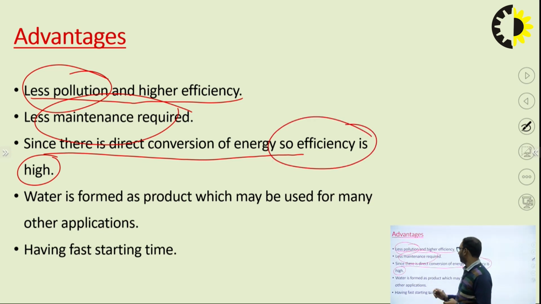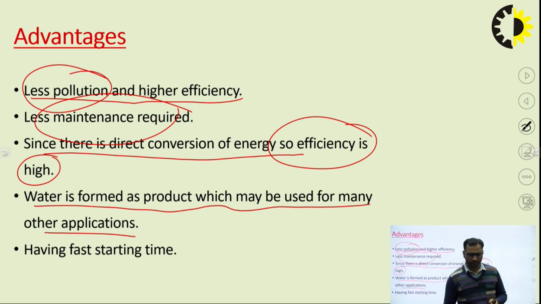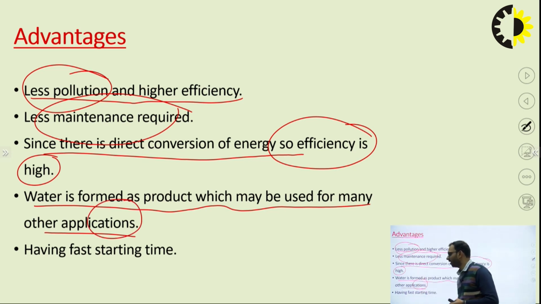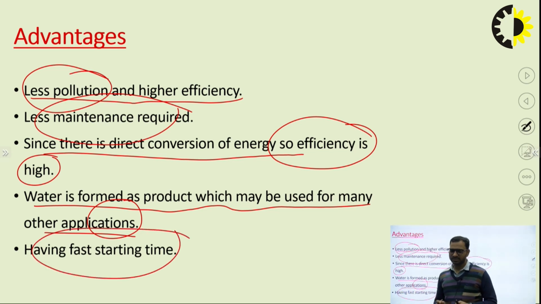Another advantage is that water is formed as a product, which may be used for many other applications. Here hydrogen and oxygen combine together and produce water, and this water can be used further for many other applications, such as producing steam and so on. Then, fuel cells have a fast starting time. So these are some advantages of fuel cells.